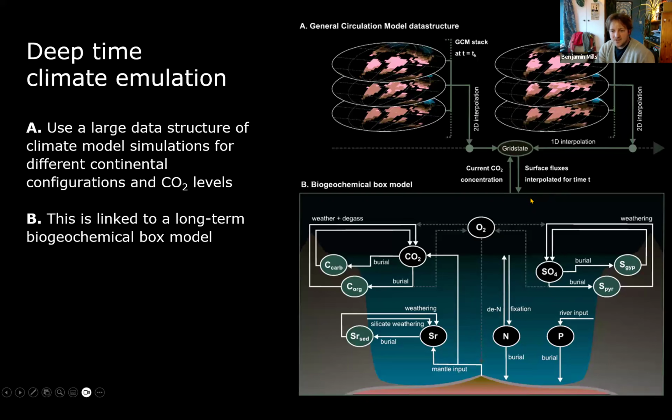The bottom part here is your traditional box model. We've got a carbon cycle with organic carbon, carbonate and CO2. We've got an oxygen cycle, a sulfur cycle with sulfate, and we can bury sulfur as pyrite or gypsum. We've got a phosphorus cycle and a nitrogen cycle to drive our productivity. And then we have, at the moment, a strontium cycle, just to look at strontium isotopes, because I like strontium isotopes. This is similar to things like COPSE, GEOCARB and other models you might have seen.